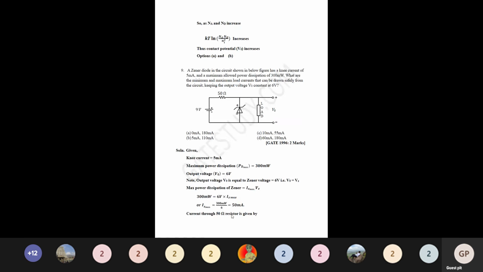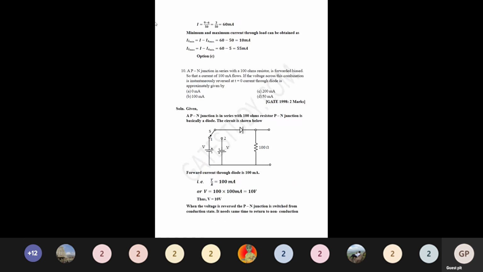Current through the 50 ohm resistor is given by I equals 9 minus 6 by 50, which equals 3 by 50, that is 60 milliampere. Now the minimum and maximum current through the load can be obtained as IL minimum equals I minus Iz max, which is 60 minus 50, 10 milliampere. IL max equals I minus Iz minimum, which is 60 minus 5, equal to 55 milliampere. So option C is the right answer.